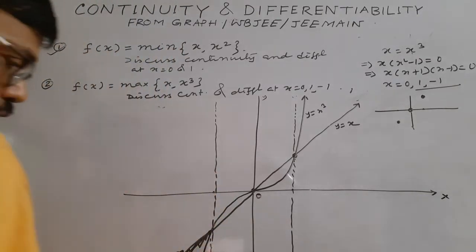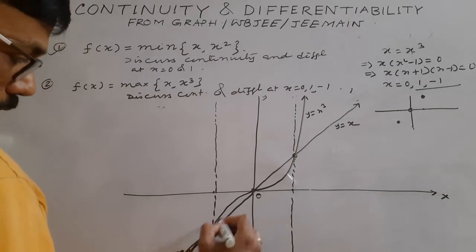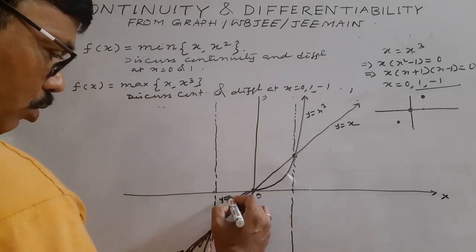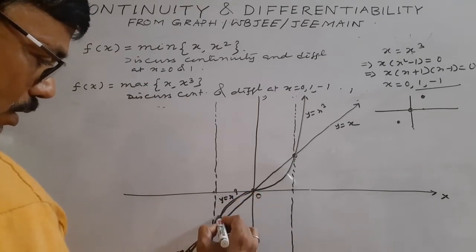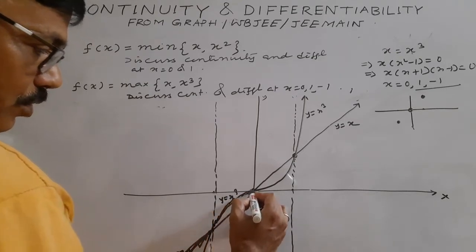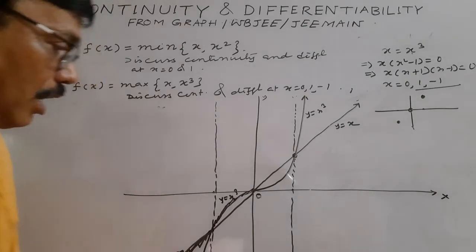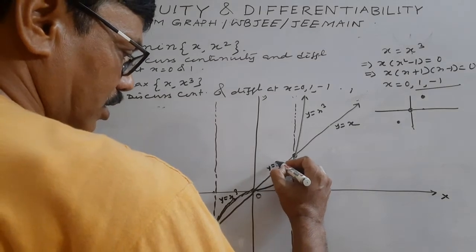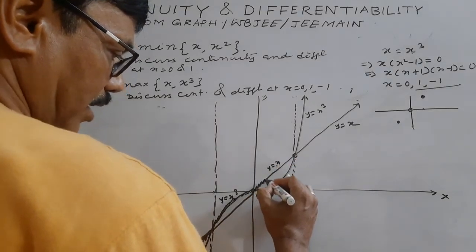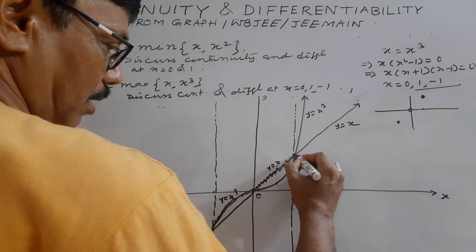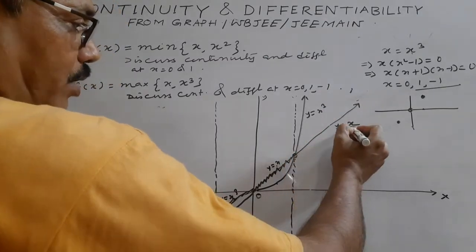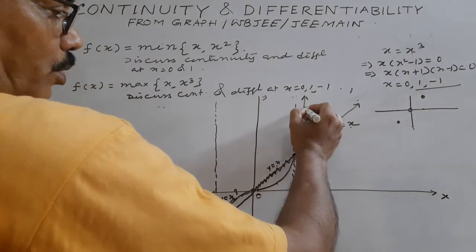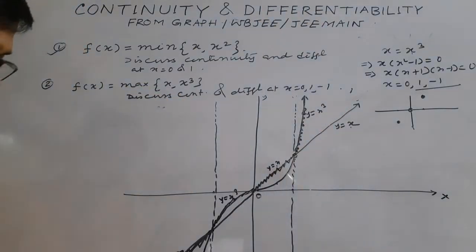Now from -1 to 0, this is y equals x cube. This part. Now this is y equals x cube and this is y equals x. So you have to take maximum. This one is maximum. Now y equals x, y equals x cube. So we are getting this part.